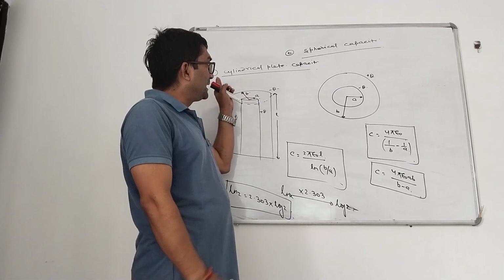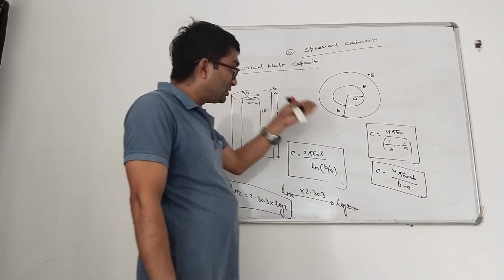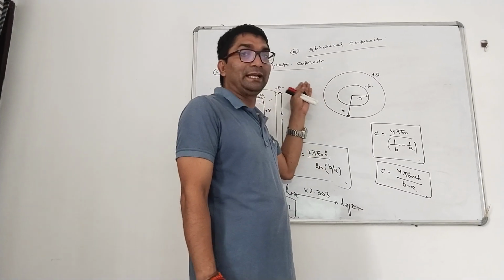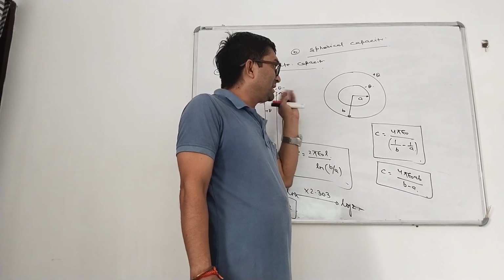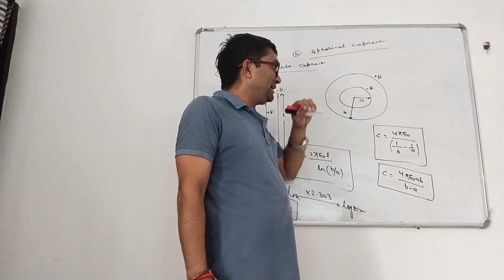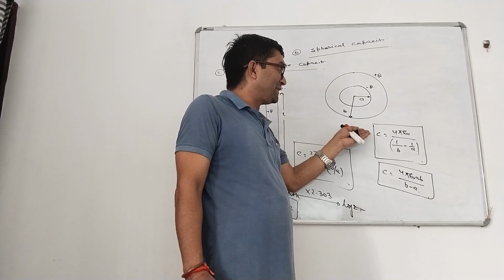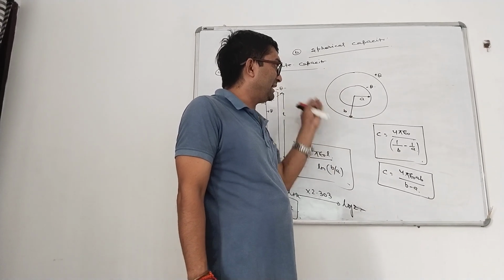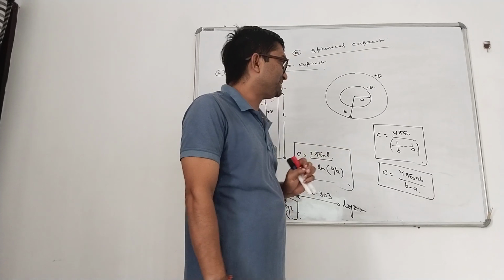So this is the cylindrical plate capacitor. Their derivation is also like a parallel plate capacitor. First I will calculate the potential difference between the plates, and then I will use the formula C is equal to Q upon V, and then we will calculate the capacity.